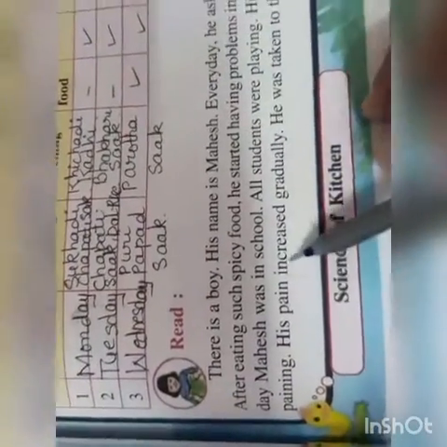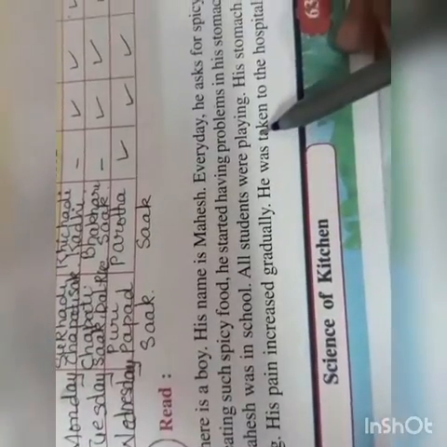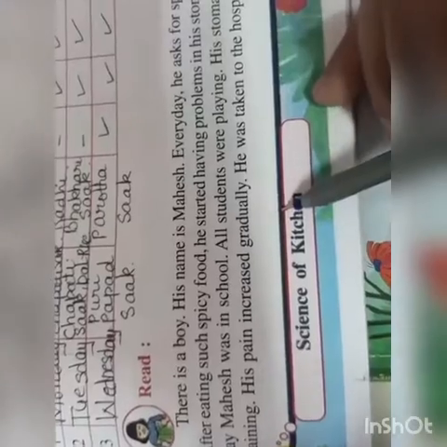One day Mahesh was in school, all the students were playing. His stomach started paining. His pain increased gradually. He was taken to the hospital.